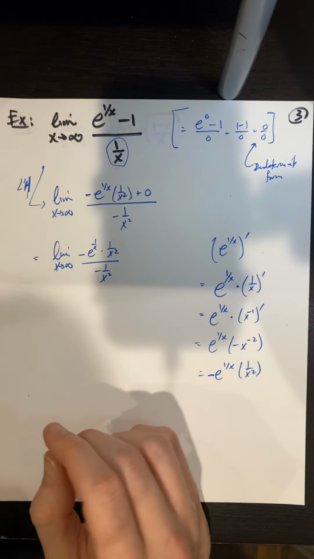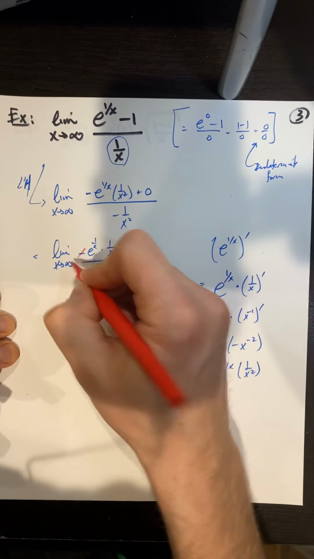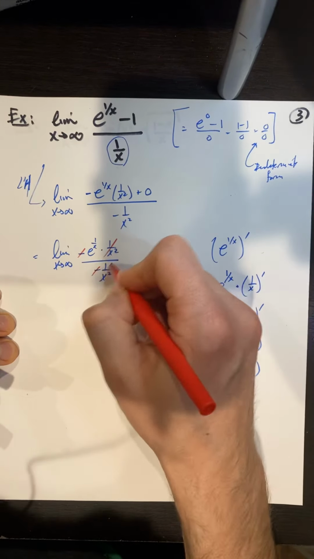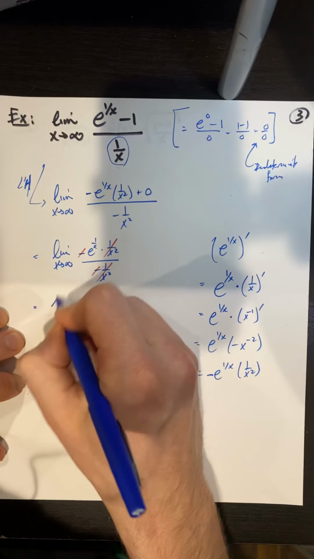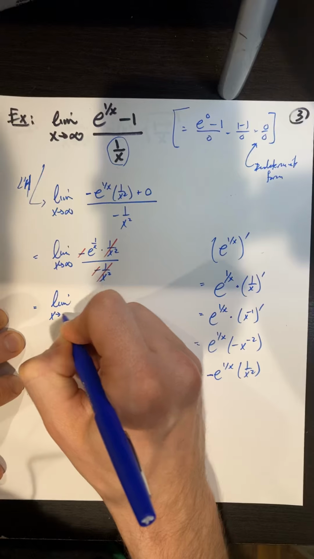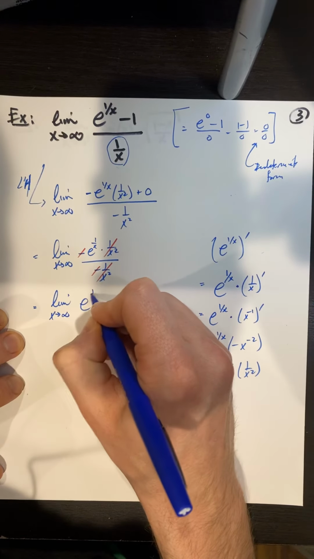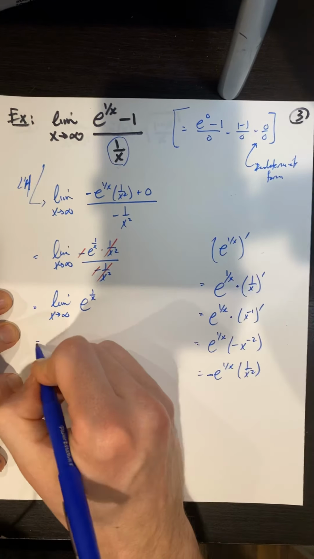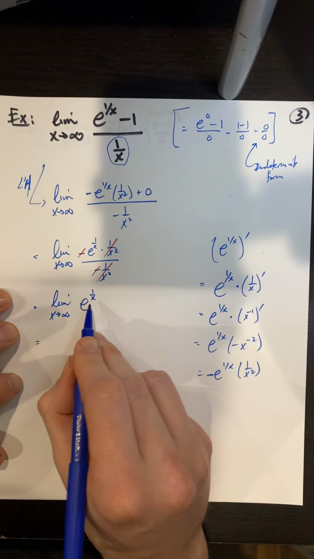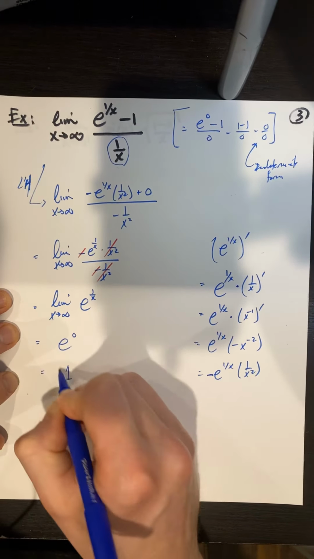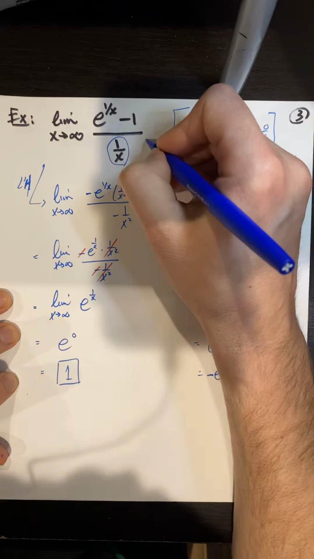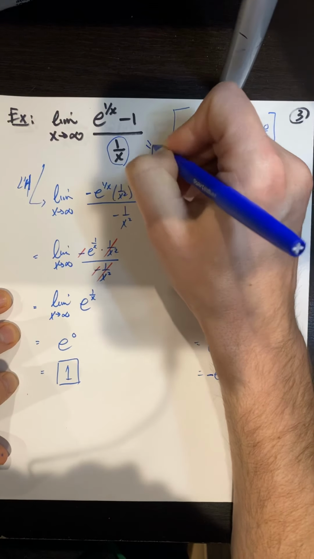I hope you guys can see that these negatives cancel and these 1 over x squareds cancel, so they're just gone. So we have the limit as x approaches infinity of just e to the 1 over x. And again, as x goes to infinity, the exponent goes to 0. And so my answer here is 1. So this original limit is equal to 1.